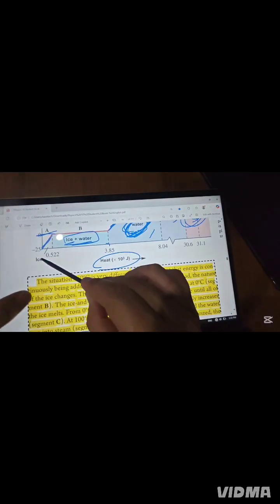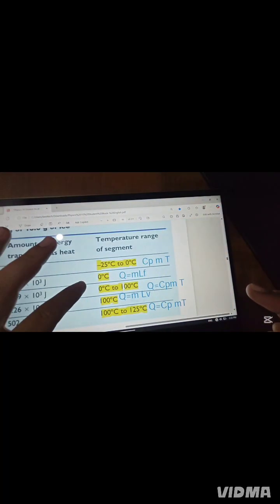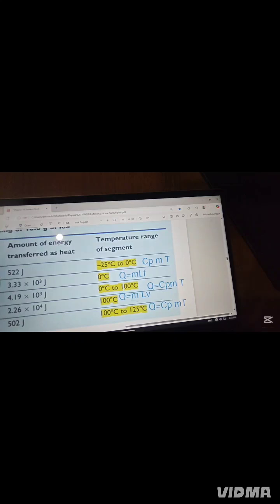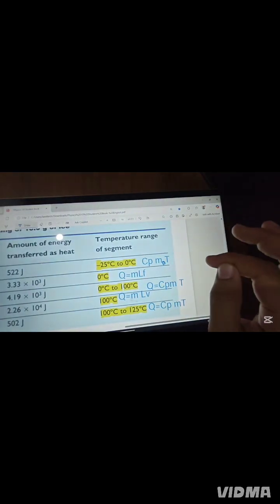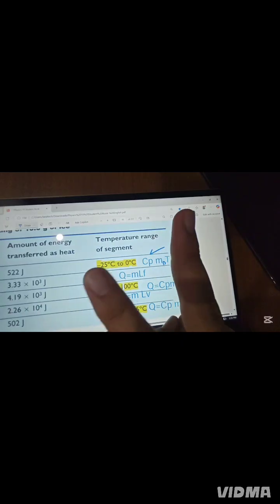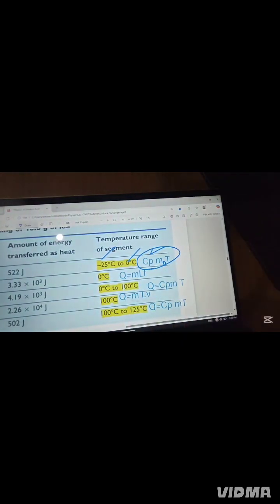Even in part A, look, the temperature increases. Same thing, the temperature of ice increases. But I have to tell you something important because we need it for solving the example. Look, if we have a difference in temperature, we have to use this rule, Q = C P M delta T. Because here we have two temperatures, a first temperature and a second temperature, we have to apply Q = m c delta T.